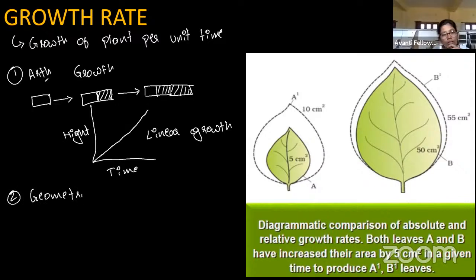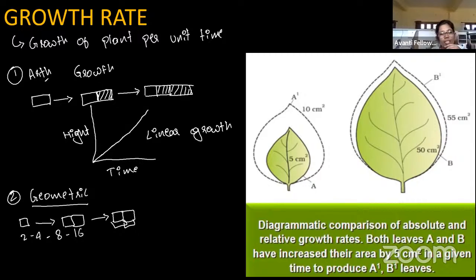Geometric growth of a plant. Geometric growth means, let's say there is one meristematic cell, which divides into 2, and these 2 cells again divide and form 4 daughter cells. So from 2 to 4, 4 to 8, 8 to 16, 32, like that the number of cells increases very quickly. If we are plotting a graph for this, how will it be?